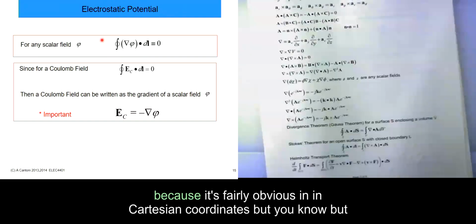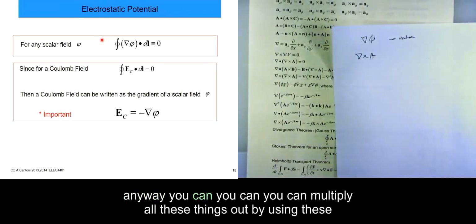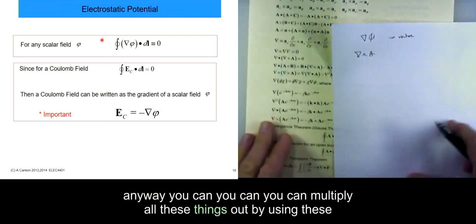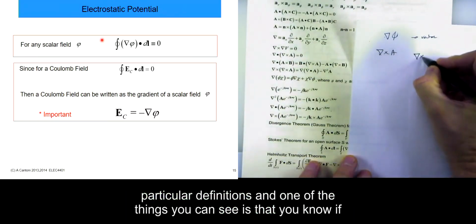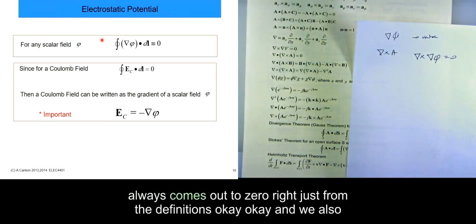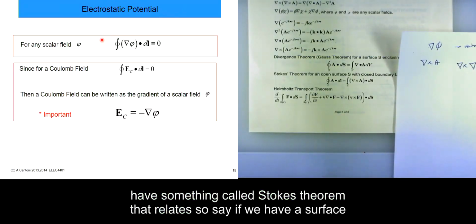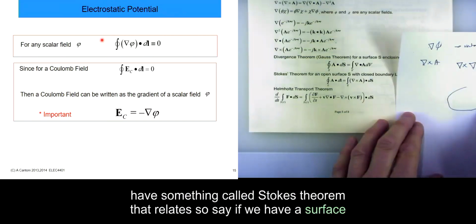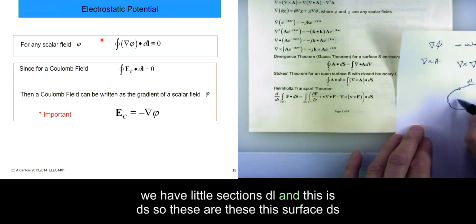I don't think I have it here, because it's fairly obvious in Cartesian coordinates, but you can multiply all these things out using these definitions. One of the things you can see is that the curl of the gradient of a scalar field always comes out to 0, just from the definitions. We also have something called Stokes' theorem. Say we have a surface in space, and we have a boundary around it of length L, with little sections dl, and this is ds.